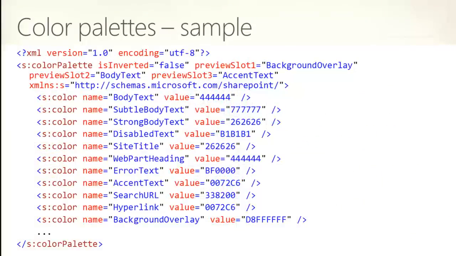So this is what a color palette looks like. We also saw this in Wes's talk. At the top, you have the metadata, the two pieces that we mentioned. You have the inverted flag, which is true or false. You have the preview slot 1, 2, and 3, which all we need is the name of the color slot to be able to know which one we want to use to render the item in the picker. And for each of the slots, we have the name and the hexadecimal value. Really plain and really simple.